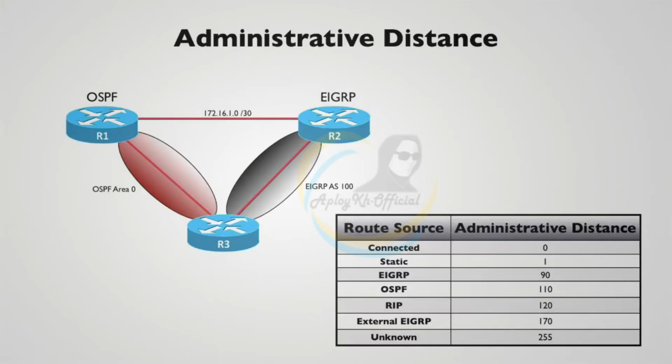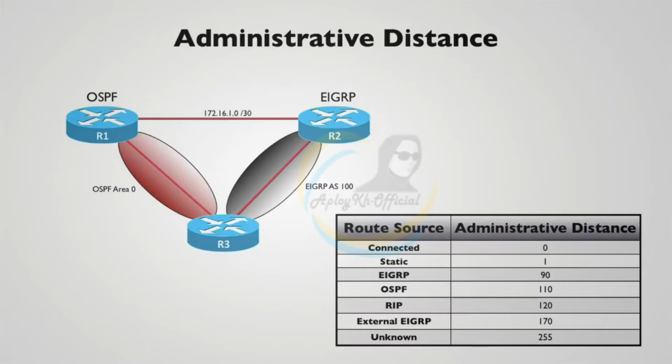But here we're dealing with OSPF and EIGRP. And if you take a look at the table, EIGRP has an administrative distance of 90, while OSPF has an administrative distance of 110. Lower is better. EIGRP is going to be believed over OSPF.